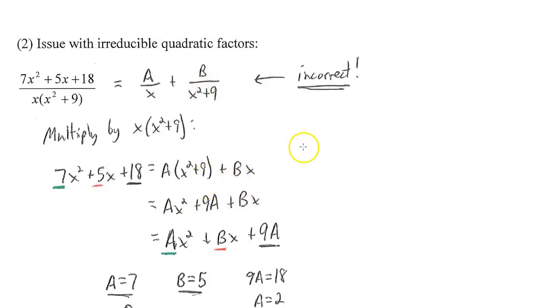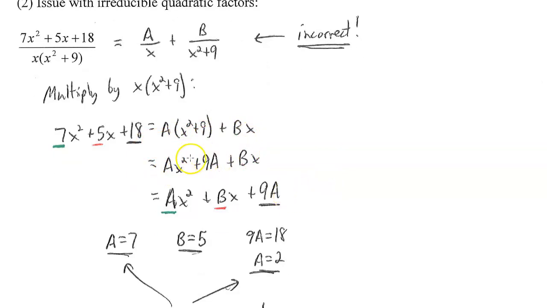Now, again, let's try to line up the coefficients. On the right side, we could distribute the a. We get ax squared plus 9a plus bx. Now let's write these in descending order. We like to write the x squared term, then the x term, then the constant term. So we have ax squared plus bx plus 9a. Lining up the x squareds, notice that a would be 7. Lining up the coefficients of x, we see that b is 5. And finally, we get 9a equals 18, so a is 2.